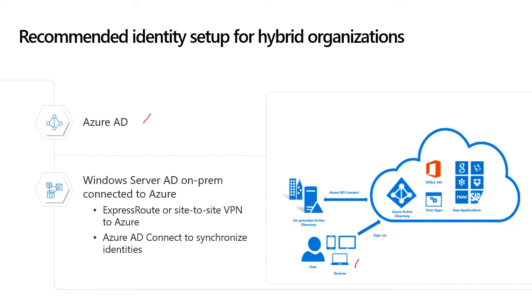You need Azure Active Directory, which is a prerequisite for everything that's running on Azure, and Windows Server Active Directory on-premise. Your AD still needs to be connected to Azure, either as a site-to-site VPN or ExpressRoute, like I mentioned before. And you need a service called Azure AD Connect to synchronize identities between your on-prem Active Directory and the Azure Active Directory, between these two right here, so that users' passwords and access control are consistent across cloud and on-premise.